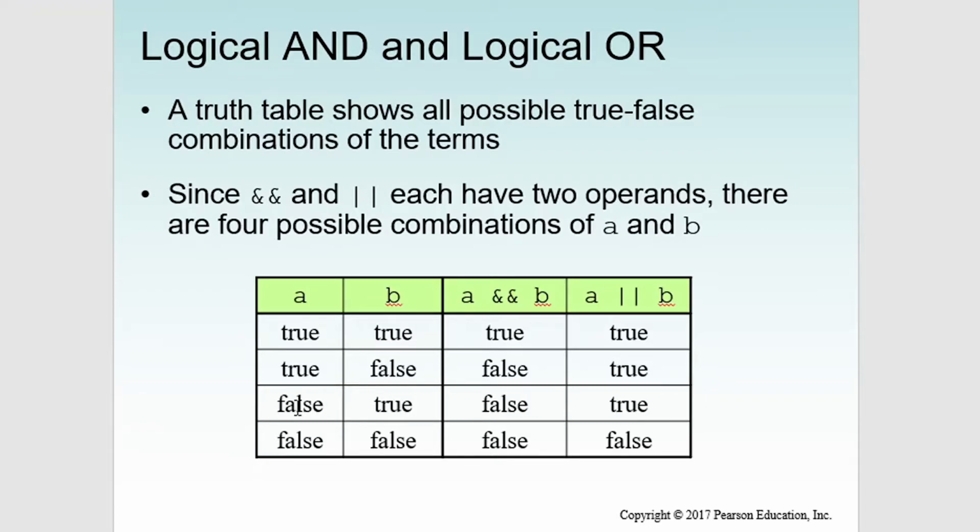Then the next one, A is false, B is true. So A and B is false once again because they both have to be true. A or B is still true because one of them is true. And the last example, A is false, B is false. So A and B is false because neither one of them is true. And A or B is false because neither one of them is true.